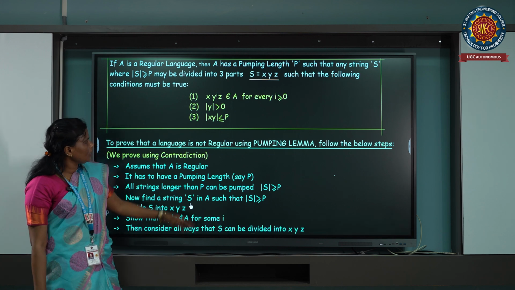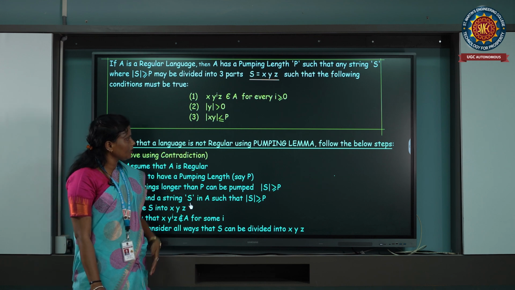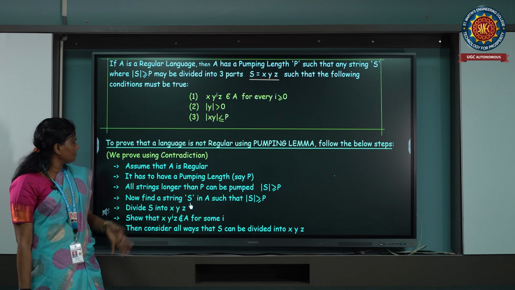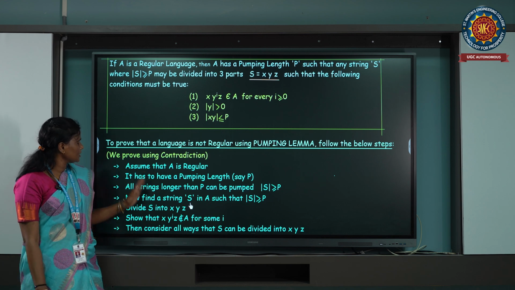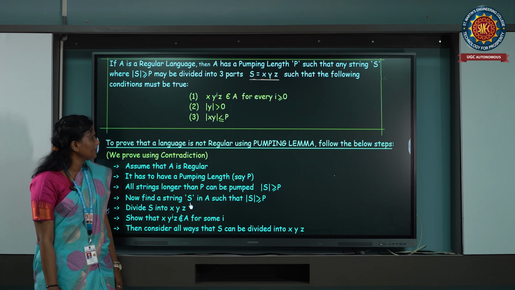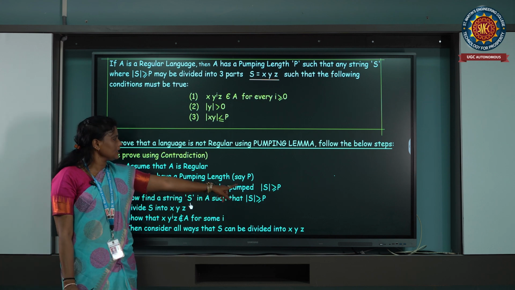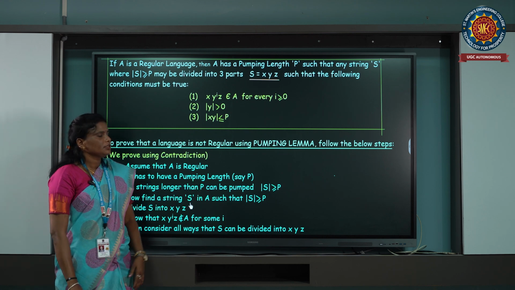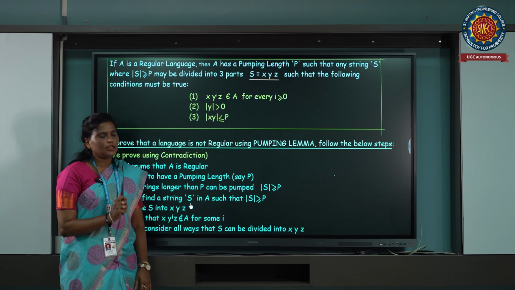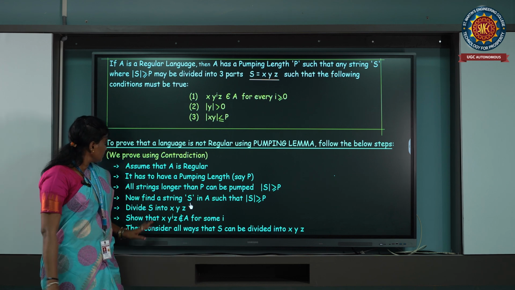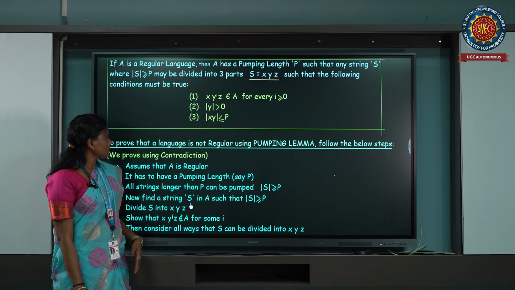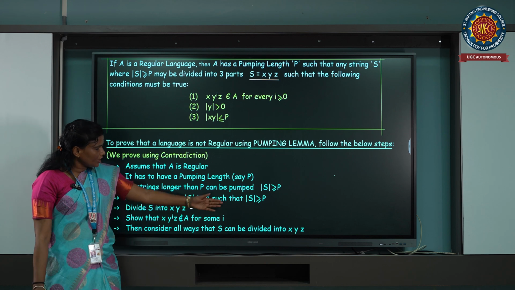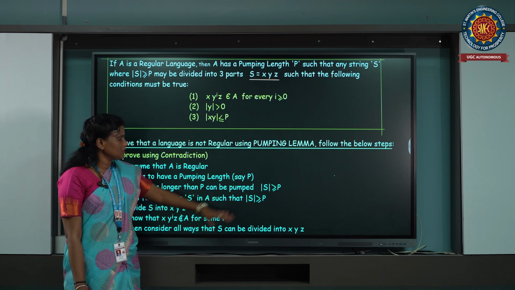To prove that a language is not regular using the pumping lemma, follow these steps. The first step is to assume that A is a regular language. The second step is that it has a pumping length, let's take p. All strings longer than p can be pumped, so the length of s is greater than or equal to p. And third, now find a string s such that the length of s is greater than or equal to p.